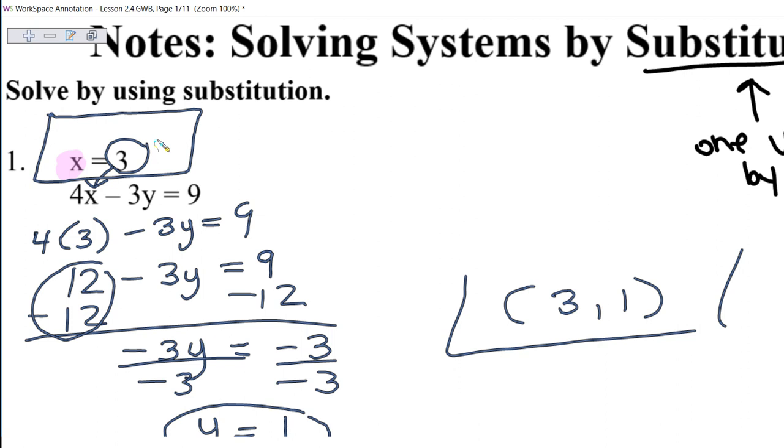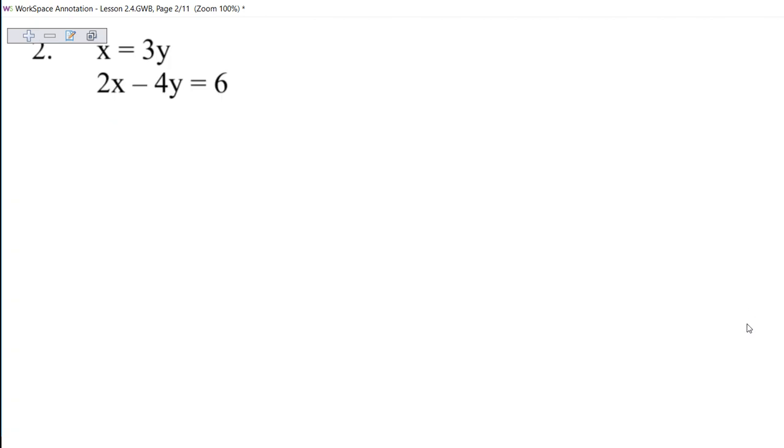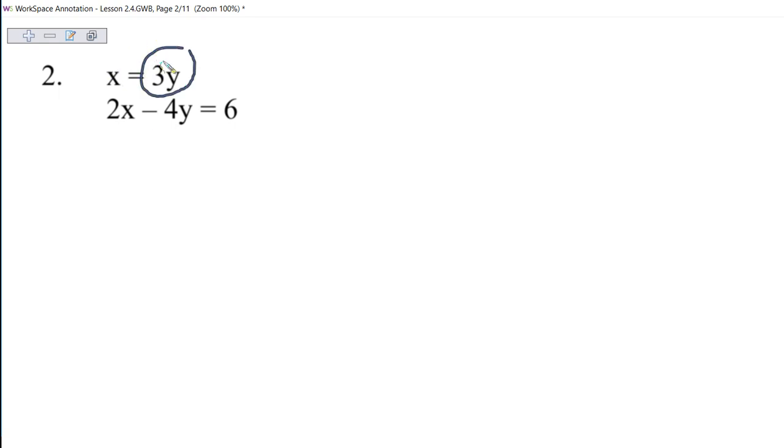Now, we're not going to do all of these problems. We'll just do the first 8. So moving on to problem number 2. Now, in order to use substitution, you have to have a variable by itself. Do we have a variable by itself? Yes. Which variable is by itself? The x. So I want you to circle what x equals.